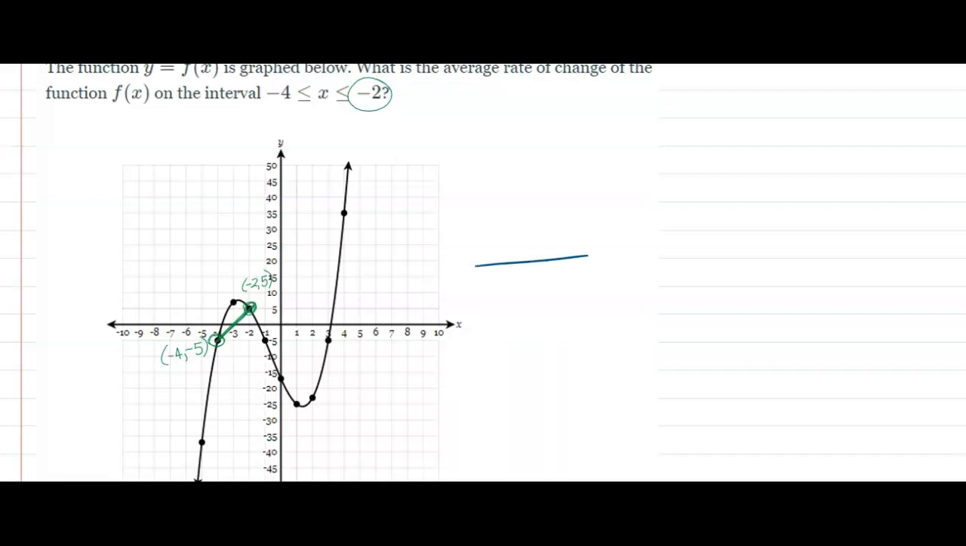So again, I'm going to start with my y values. 5, take away negative 5. So I'm just going to make that a plus. Subtracting a negative is the same as adding. And then negative 2, subtract a negative 4, gives me 10 over 2, which is 5. That would be my average rate of change of this function on this interval.